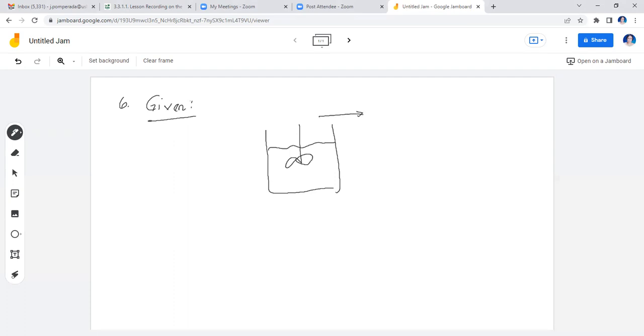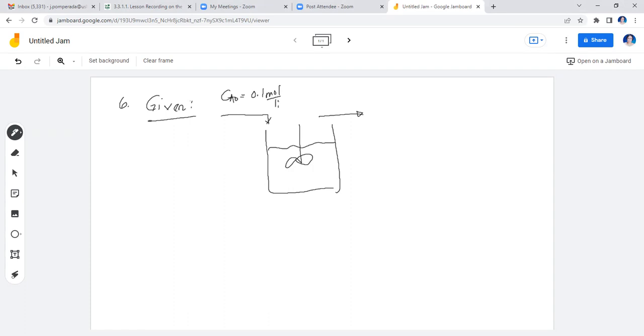So the initial concentration that you gave me is the concentration of A that is being fed to this reactor, and that's 0.1 mole per liter.